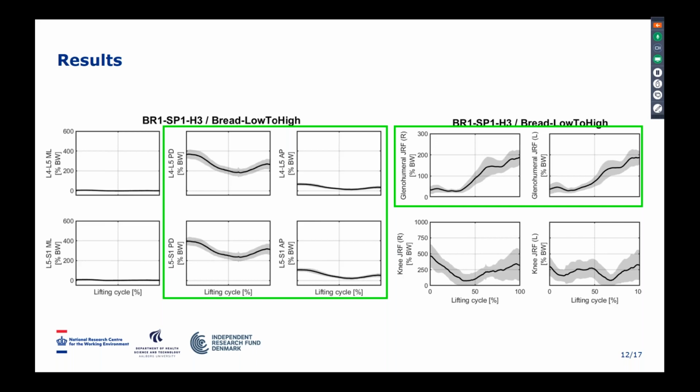But here it's up until about 5 times the subject's body weight, but for the heaviest lift, we saw almost 8 times the subject's body weight in the knee resultant joint reaction force.